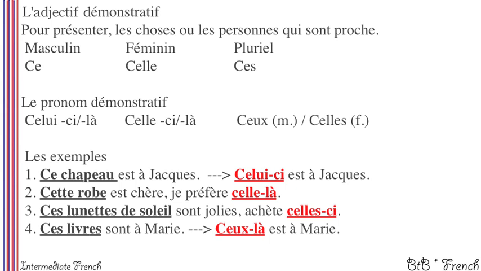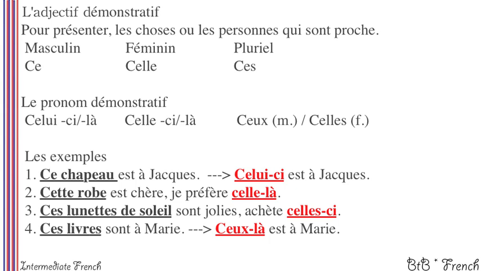The first sentence is using a demonstrative adjective underlined in black, and the second sentence is using a demonstrative pronoun underlined in red. So the first sentence is saying, this hat is Jack's, and the second sentence is saying, this one is Jack's. Keep in mind that a demonstrative pronoun cannot be used if the noun is not mentioned in the sentence before. La deuxième phrase, cette robe est chère.